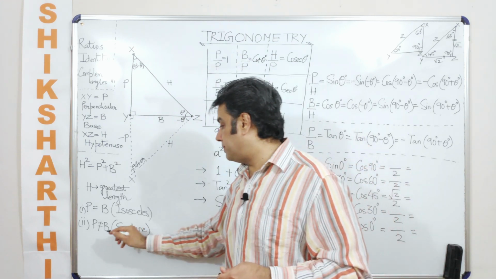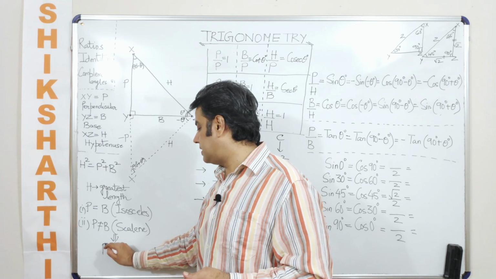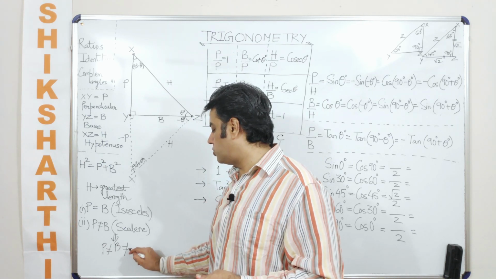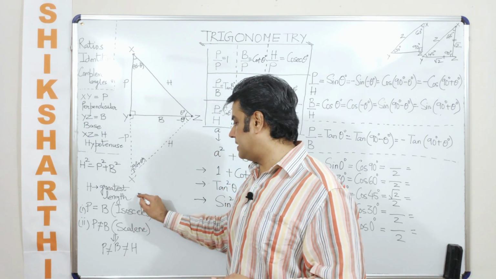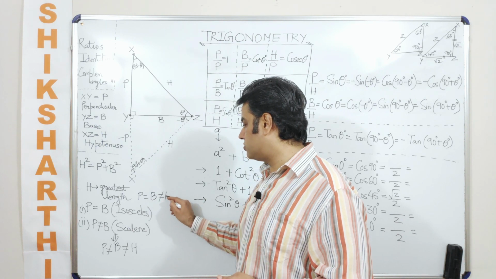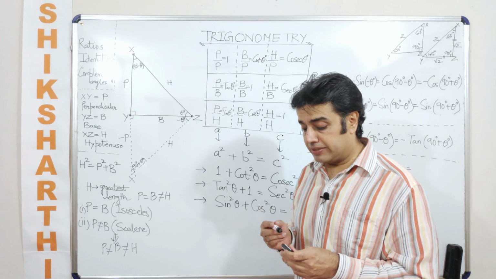So when we are saying P is not equal to B, in that case, in a scalene triangle, P is not equal to B and B is not equal to H. And the first case that we had taken here was P is equal to B but not equal to H. So these are three things that you need to understand.